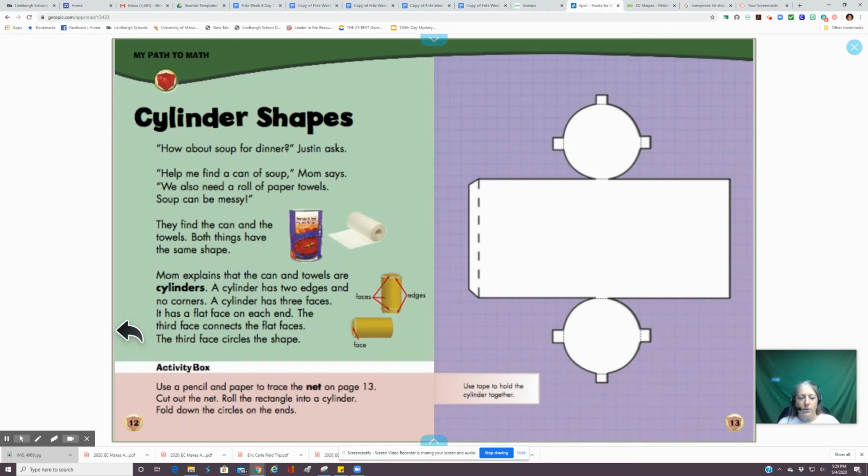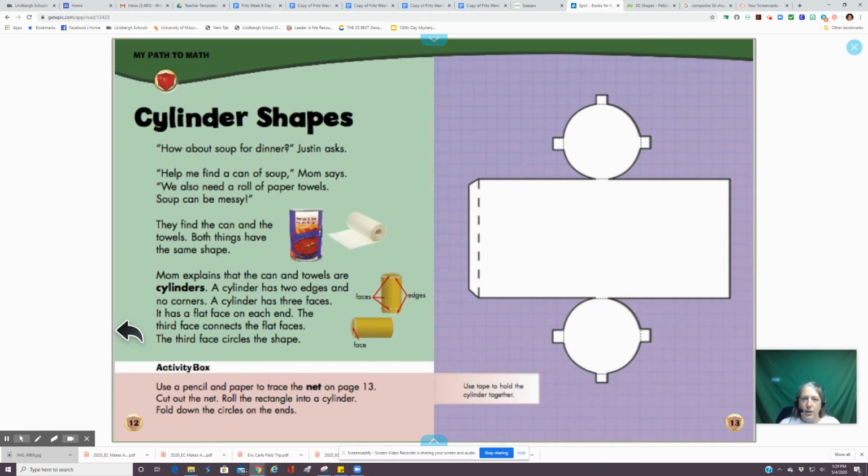A cylinder has 2 edges and no corners. A cylinder has 3 faces. It has a face on each end. So there's a top and a bottom face, like on the can, the top and the bottom of the can. And the third face connects the flat faces. The third face is that middle part. It goes all the way around.